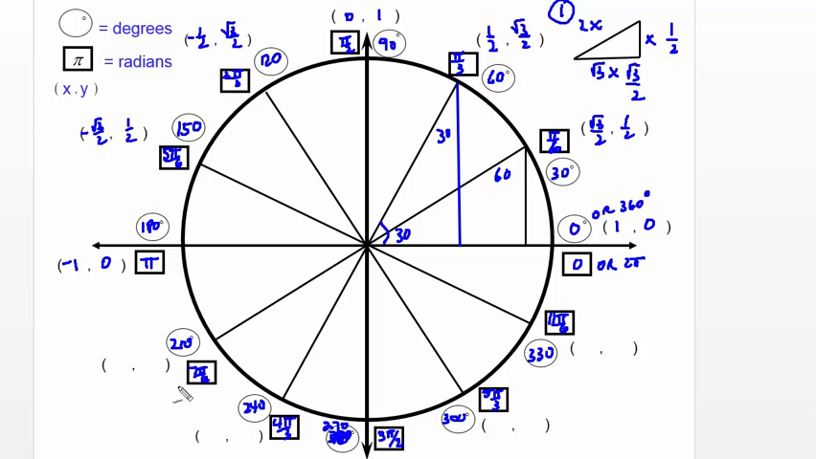What happens in the third quadrant? Here, both signs change, so the 30 degree closest to 30 here, both of these will change, as will the others.